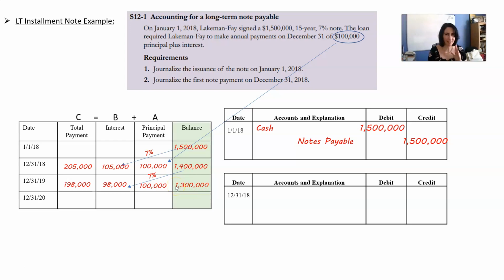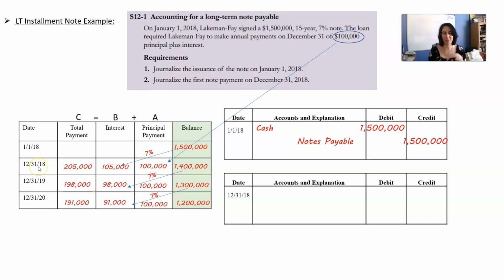One more year just to solidify this. So here's our next payment, $100,000. That doesn't change because that was what they told us. 7% interest on the new balance. The new balance of the loan is $1.3 million. So the interest piece is $91,000. That means your total payment's $191,000, and your new balance is $1.2 million. So you see obviously how this is going to go for the next 15 years. The idea is the interest is going to keep decreasing because the balance of the loan is going to keep decreasing. All right, so they're going to ask you next for the first note payment on December 31st, 2018.